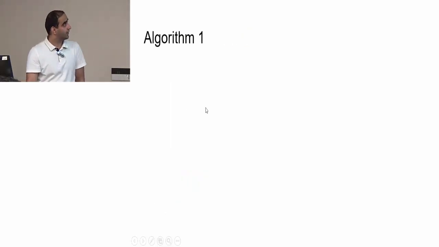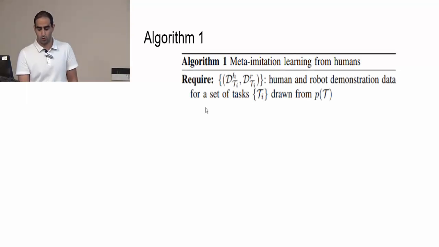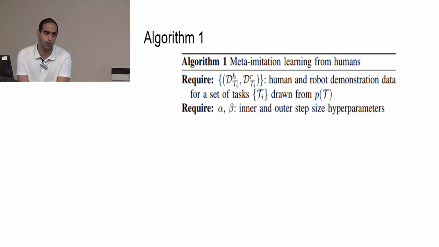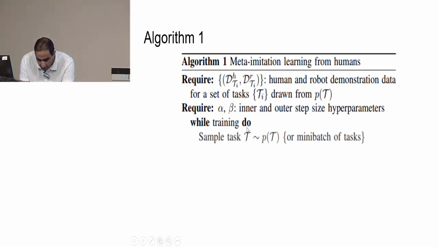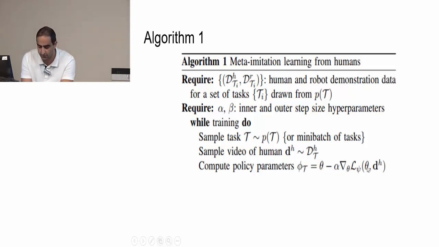Now let's take a look at the algorithms for this. One algorithm is meta imitation learning from humans. It's the meta training part. It requires the human demonstration and robot demonstration for each task, and it also requires two hyperparameters, alpha and beta. During the training, we just pick one task or a mini batch of tasks and pick the human demonstration. Then we apply gradient descent on this demonstration based on this L psi, and we calculate the new policy which should be good for this task.